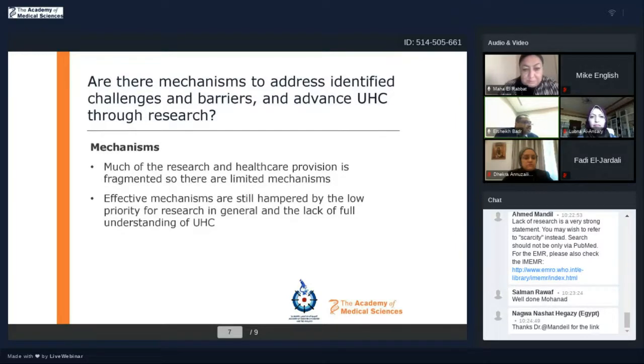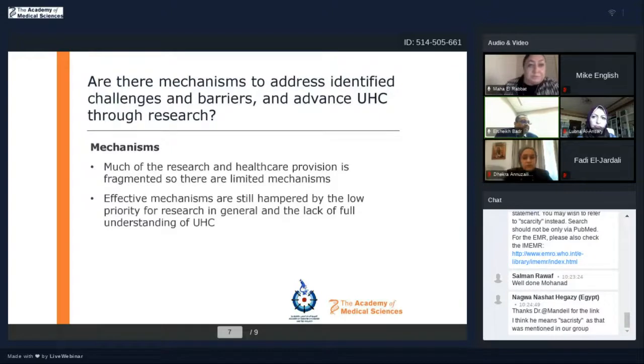In terms of mechanisms, the group doesn't observe much availability of mechanisms in this area for scaling up research on universal health coverage, as fragmentation is prevailing. Fragmentation between different institutions and between different types of systems. Effective mechanisms are still hampered also by the low priority for research in general, which we see in the region, and that was indicated in some presentations, and the lack of full understanding of the universal health coverage concept itself.